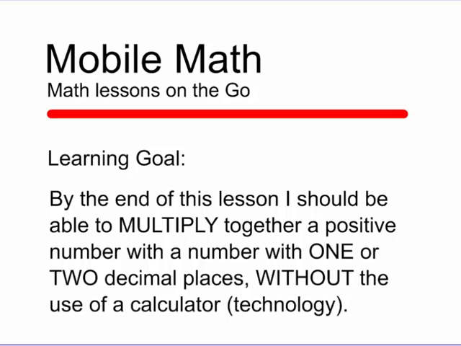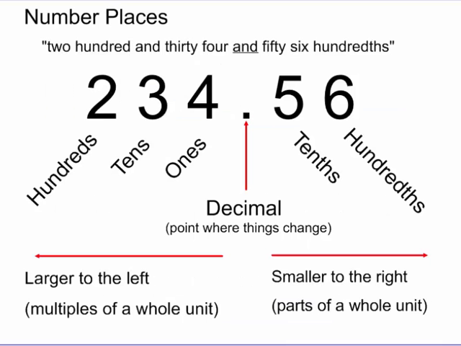Today's learning goal: by the end of this lesson, I should be able to multiply together a positive number with a number that has one or two decimal places. And again, I want to do this without the use of a calculator. So, a quick review of decimals, just a reminder of placeholders.